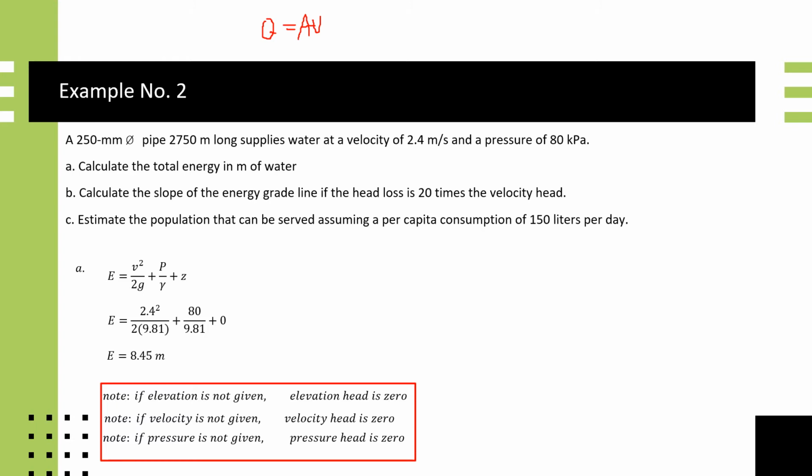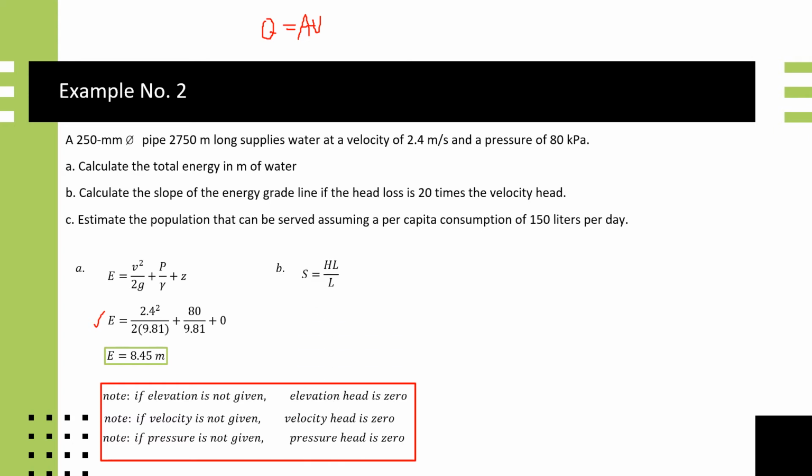Tamang simplify. E is equal to 8.45 meters. Next, letter B, calculate the slope of the energy grade line. So, energy grade line, ang ating formula lang naman dyan is S is equal to HL over L.